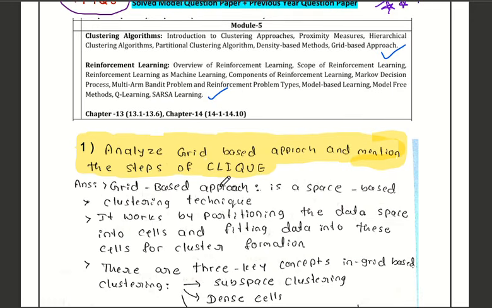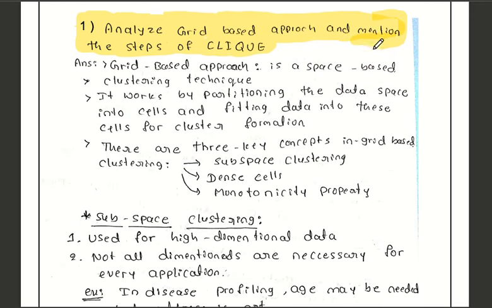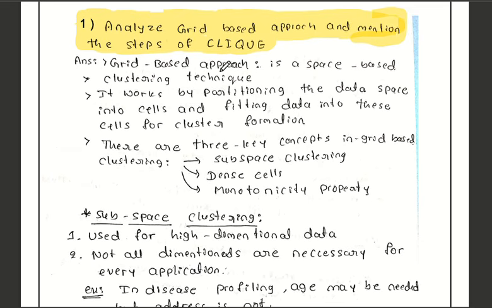Okay, so the first question is: analyze the grid based approach and mention the steps of CLIQUE. So you need to define and explain the grid based approach. It is a space based clustering technique. It works by partitioning the data space into cells and fitting data into these cells for cluster formation.